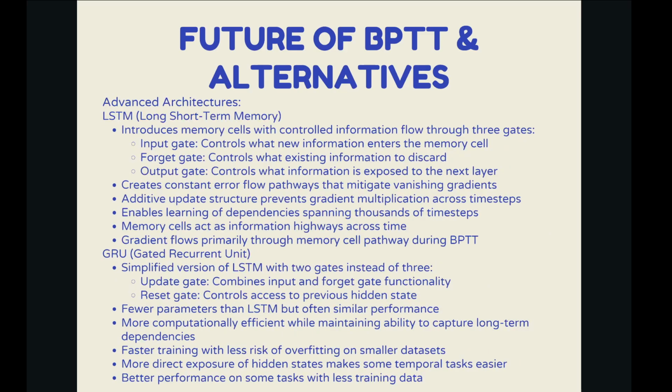Now, to combat the issues faced by RNNs, advanced architectures such as LSTMs and GRUs have been introduced. LSTMs have introduced memory cells with three specialized gates: input, forget, and output, which control the information flow. So, this architecture creates constant error pathways that mitigate the issue of vanishing gradients and thus enable the learning of dependencies spanning thousands of time steps.